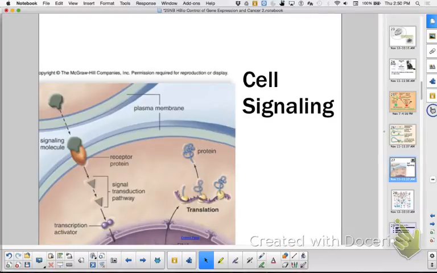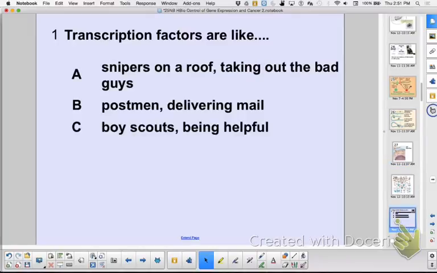So this could be some hormone or something secreted by another cell, and it binds to a what kind of protein? Receptor protein, good. Which then starts the signal transduction pathway, and here's that activator that goes and binds the enhancer, which binds the transcription factor, which gets those genes transcribed. Okay. And then transcription factors are like snipers on a roof, postmen delivering mail, or Boy Scouts being helpful.